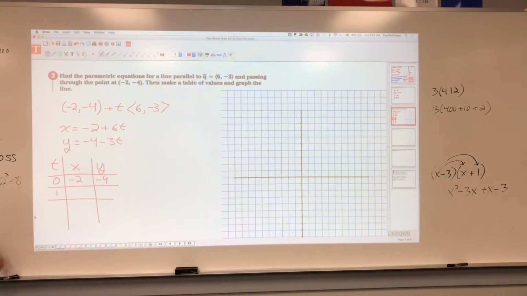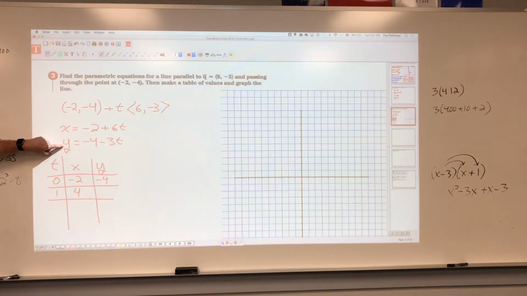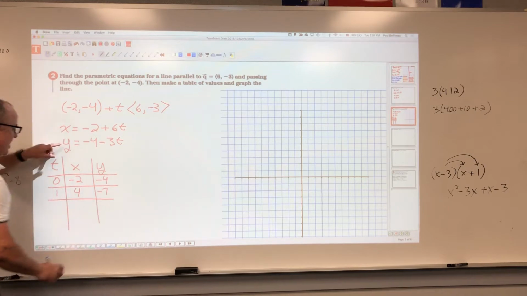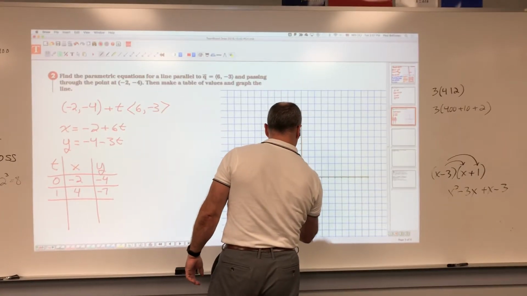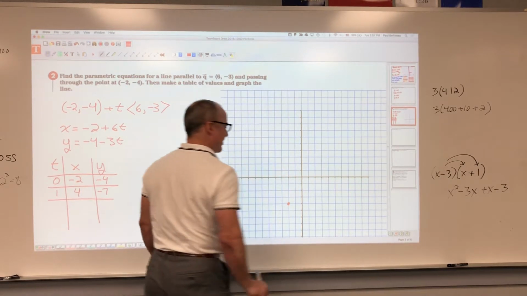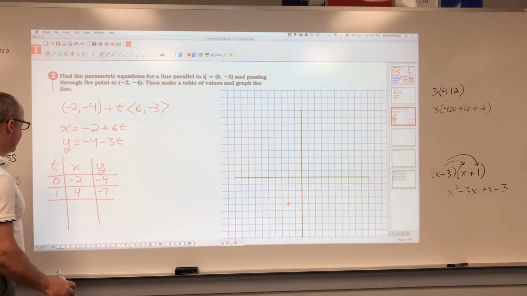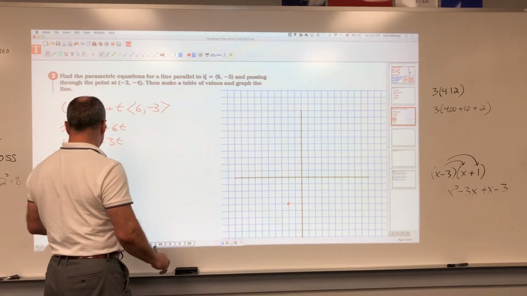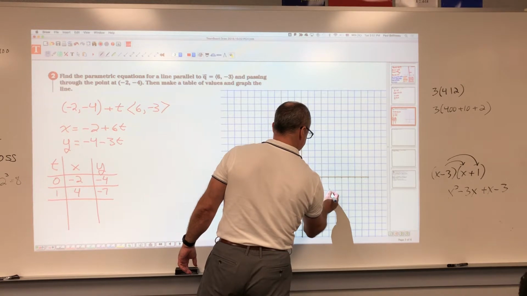Spencer, t is 1. Tell me what x and y are. If t is 1, x would be 4, and y would be -7. Okay. Let's start graphing these points. So when t is 0, I'm at the point -2, -4. Did I graph that correctly? Yes. And then when t is 1, I'm at the point 4, -7.